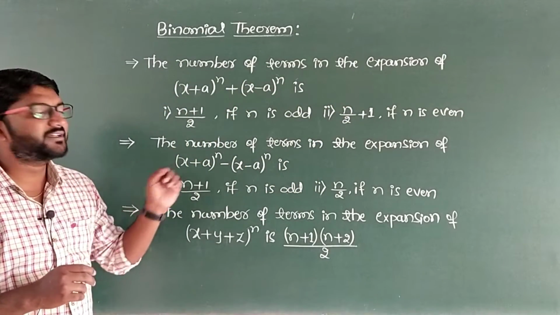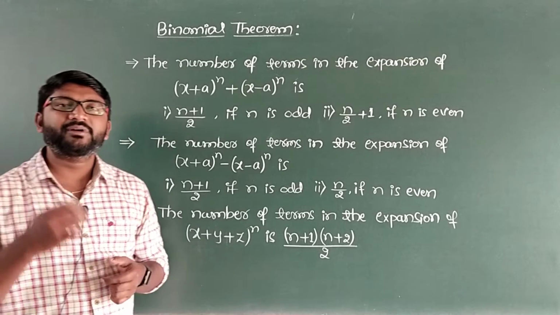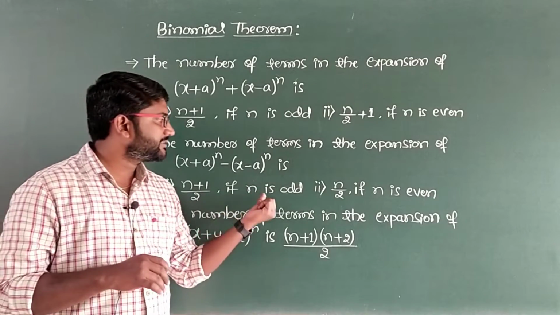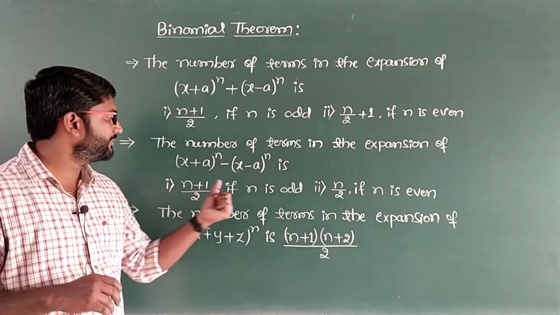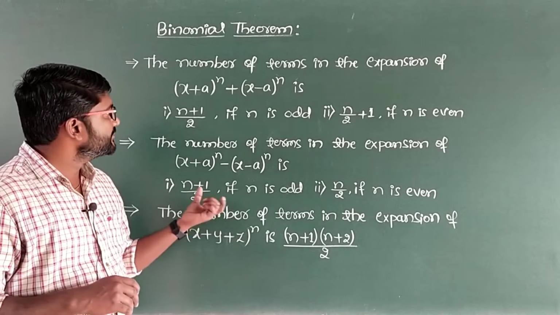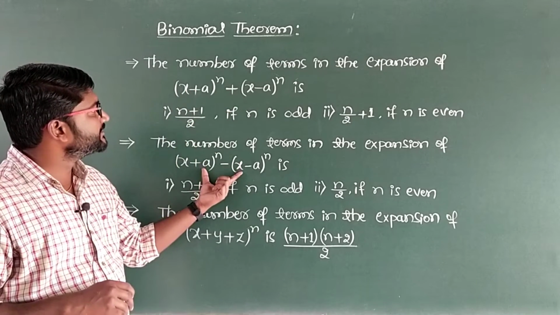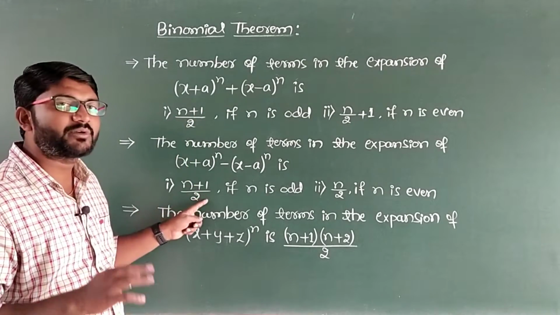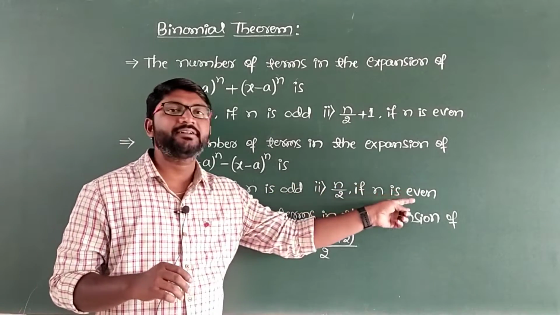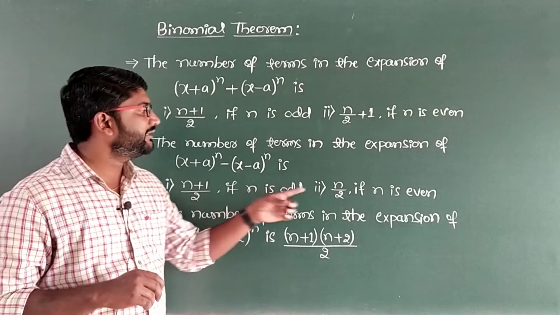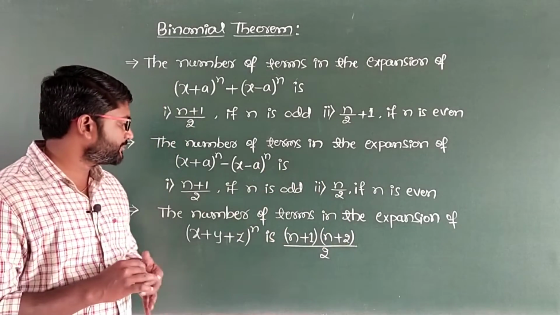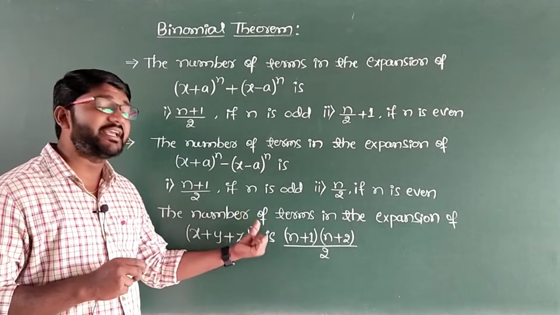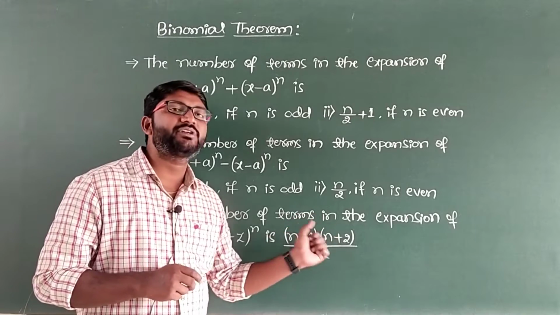Next we have the number of terms in the expansion of (x + a) whole to the power n minus (x − a) whole to the power n. It depends on whether n is odd or even. If n is odd, we have (n + 1)/2. So for n odd, both expressions have the same number of terms, (n + 1)/2. In case n is even, then the number of terms in this expansion will be n/2. Now the last point is the number of terms in the expansion of (x + y + z) whole raised to n, which is (n + 1)(n + 2)/2.